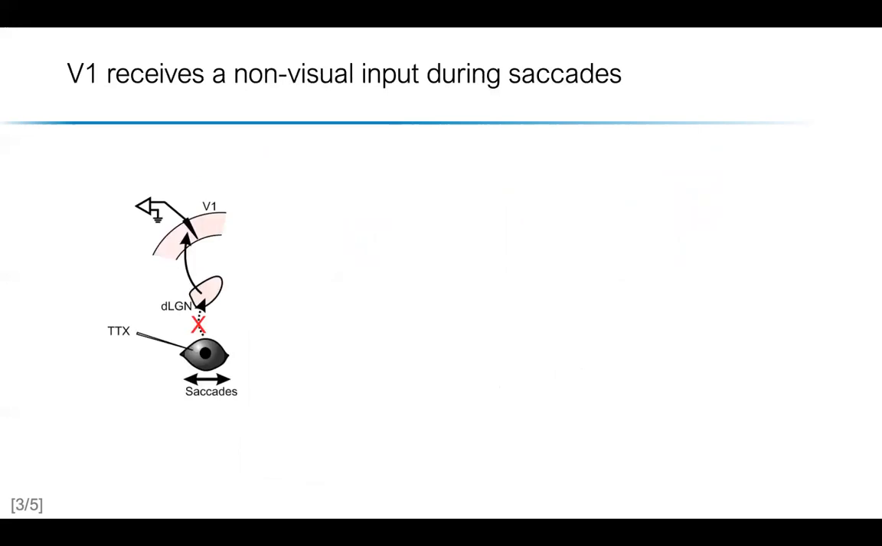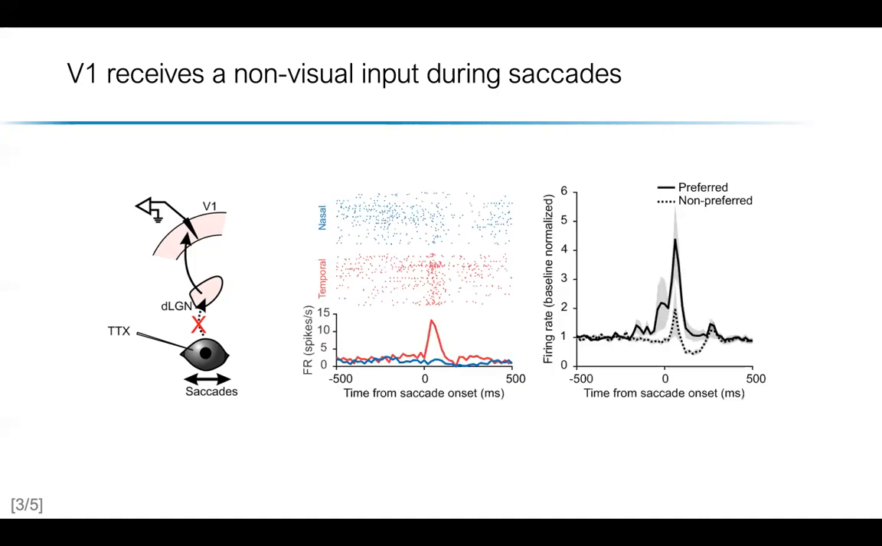So what's causing the scrambling of direction selectivity? We hypothesize that this is due to a non-visual input that enters V1 during saccades. Indeed, when we deprive the animals of visual input, in this case by pharmacologically silencing the retina, we found that many V1 neurons still responded to saccades and discriminated the direction. In the middle is an example neuron that strongly prefers temporal saccades over nasal saccades, and on the right is the average peri-event time histogram for preferred versus non-preferred direction.